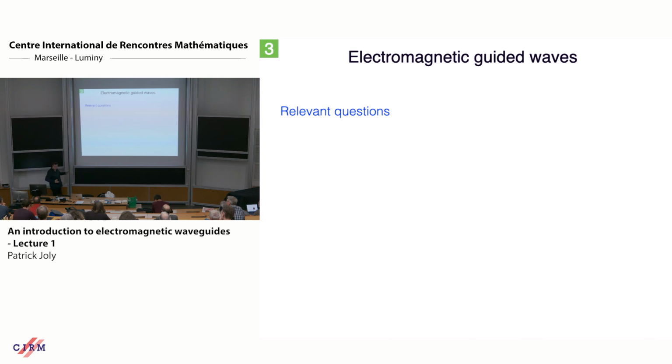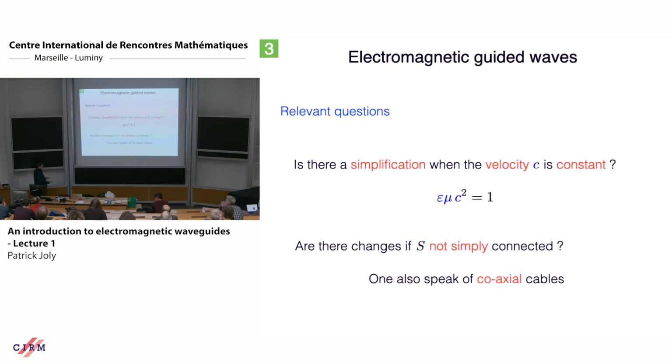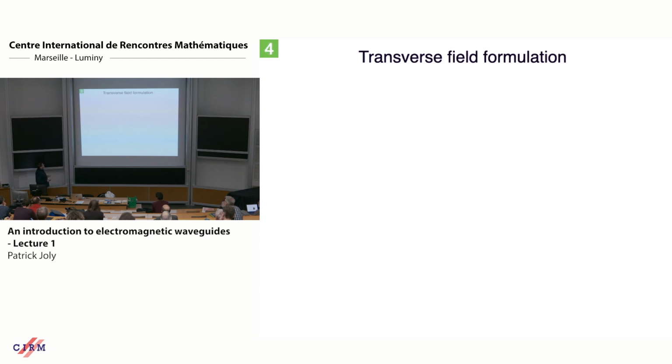And Sophie will give some complement to the results I have given here, but I just want to finish by addressing two relevant questions. First, you remember that there was a simplification in the acoustic case when the acoustic velocity was constant. Is this true in the electromagnetic case? And second question, what are the changes when S is not simply connected, in which case we speak also of coaxial cable. So very quickly, for answering the first question, I will propose an alternative formulation.